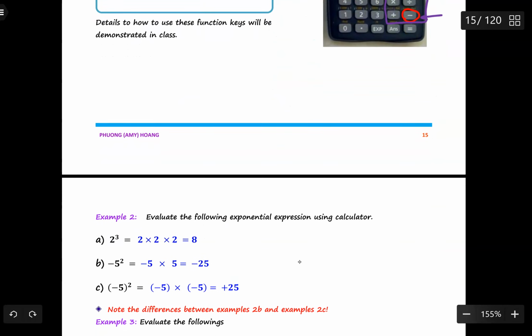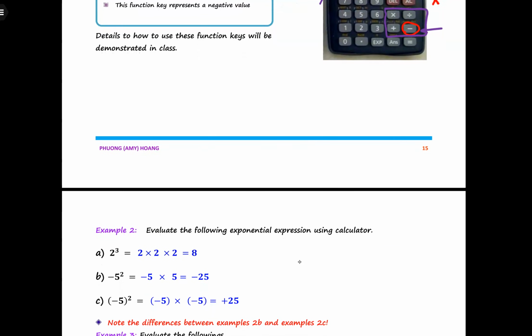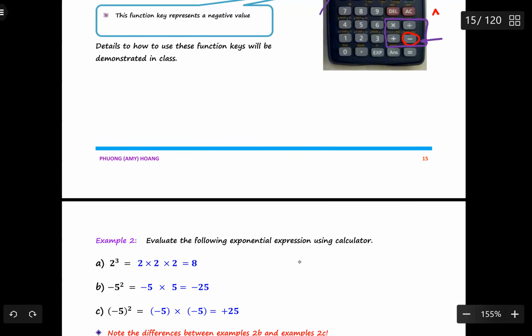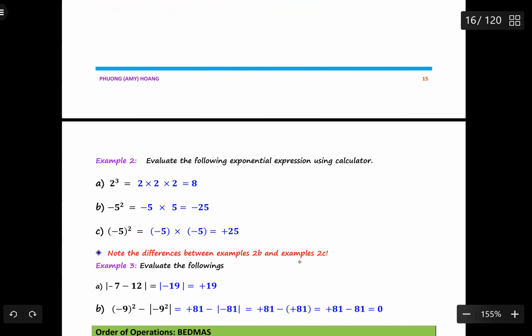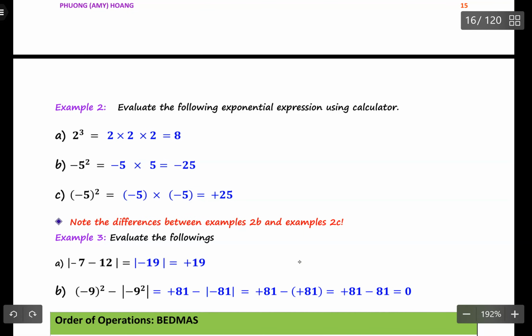If you want to put in 2 to the exponent 3 on your calculator, you will find that it's equal to 8. But if you expand it according to the definition of exponent, 2 to the exponent 3 means that I have to multiply this number 2 by itself 3 times.